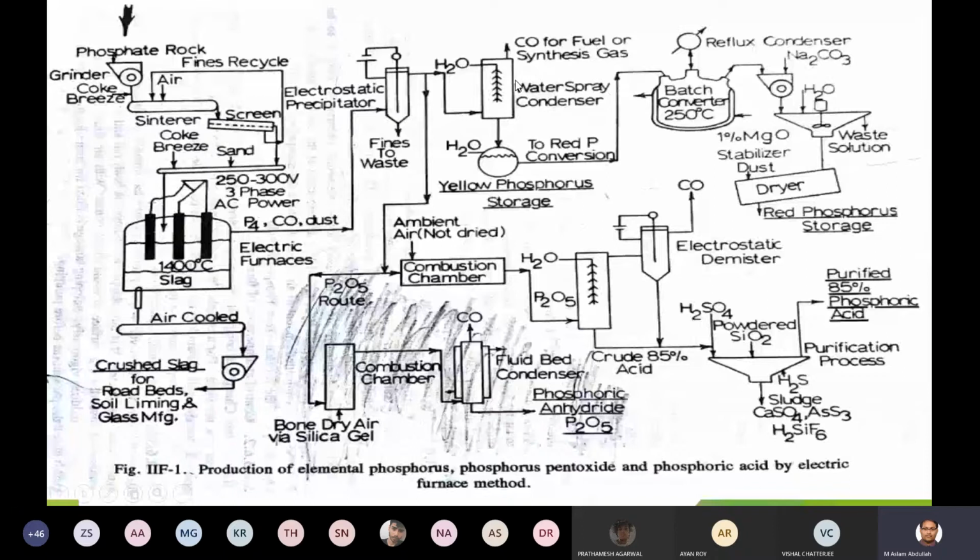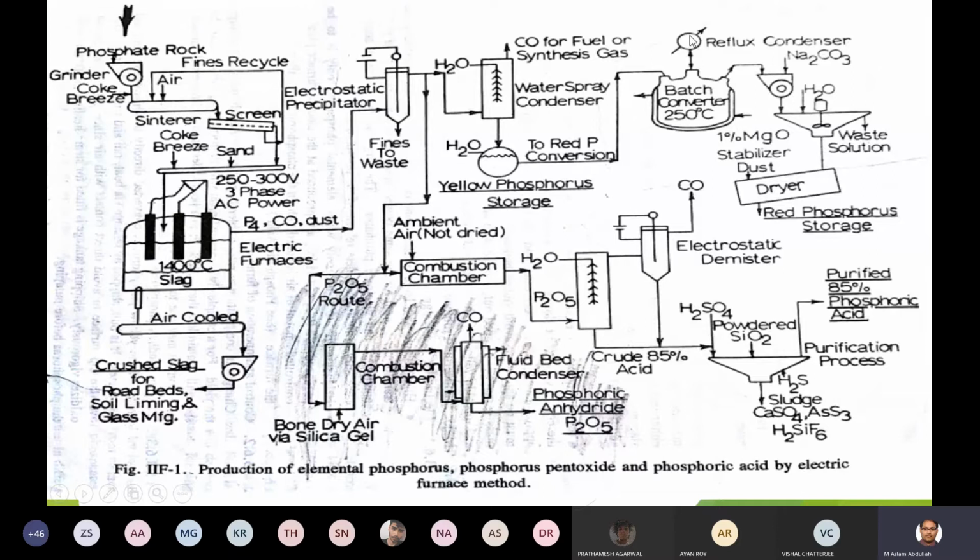Once again, I'm repeating. I initially said that yellow phosphorus is collected. This yellow phosphorus can be further treated to be converted to red phosphorus. While the conversion is happening, if you find that some 0.1% of phosphorus vapor has escaped from the water spray condenser, what you can do is tap it, since it will escape anyway from the batch converter. The escaped phosphorus vapor will be collected in a reflux. Sorry, it is not a reflux condenser, it is a reflux.